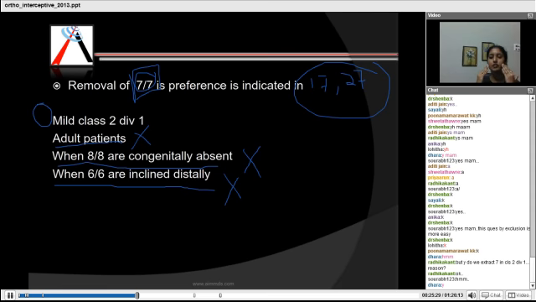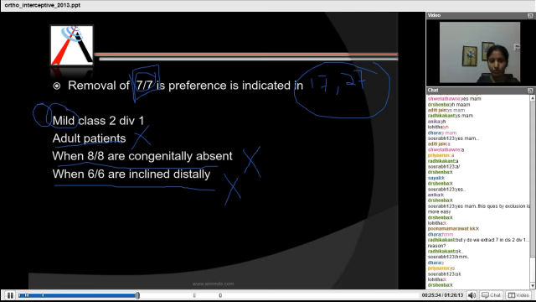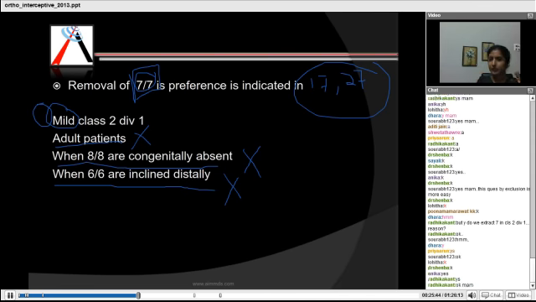Class 2 division is what? Where your anteriors are proclined. But this is again mild, not much. So when you are extracting second molars, the entire arch will move behind. Slowly, it will take a lot of time, but it will move. Okay? Clear all of you now?